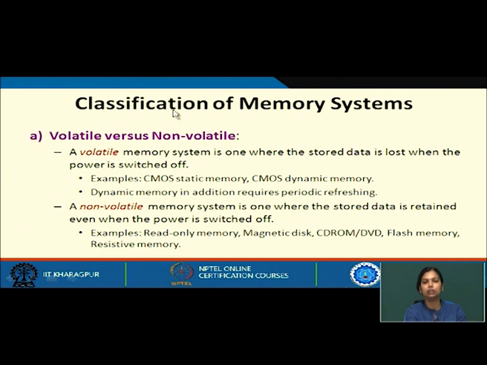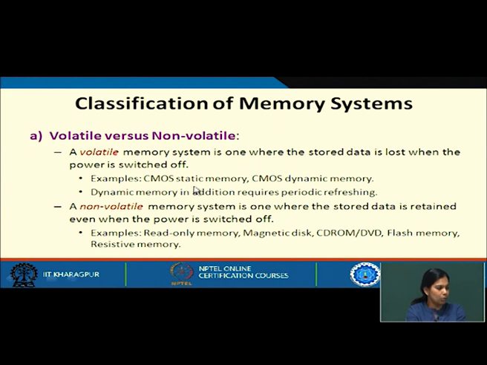Now, classification of memory system. How can we classify a memory system? So, one way to classify memory system is volatile versus non-volatile. With respect to volatility, a volatile memory system is one where the stored data is lost when the power is switched off. That means, as long as the power is applied to it, the data will remain, but as soon as the power is taken off, the data goes off. That means it is volatile.